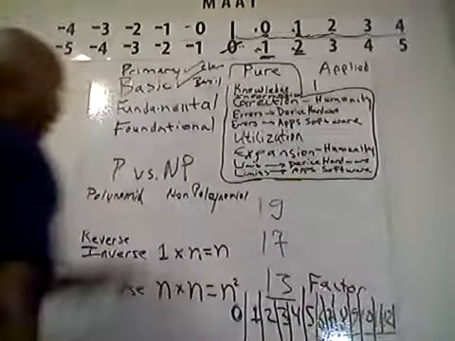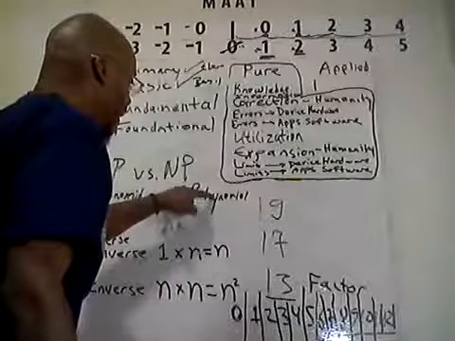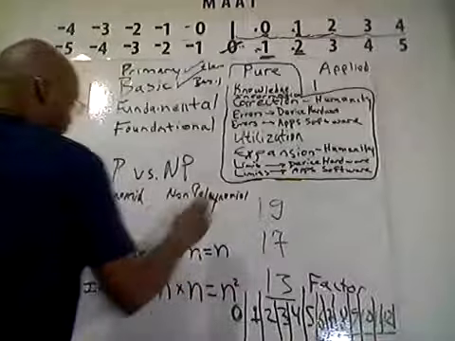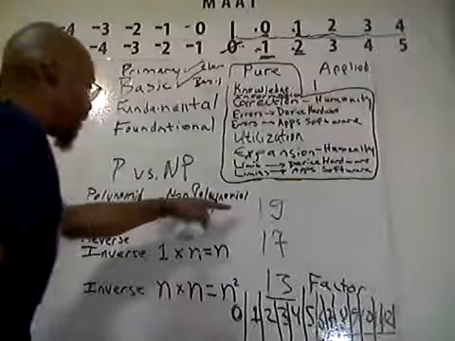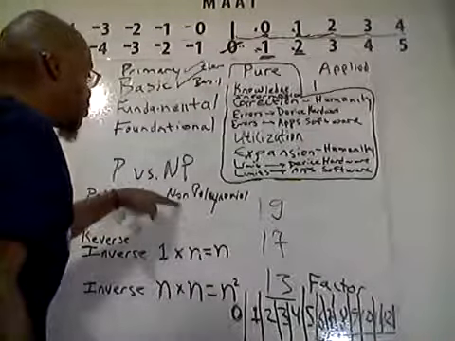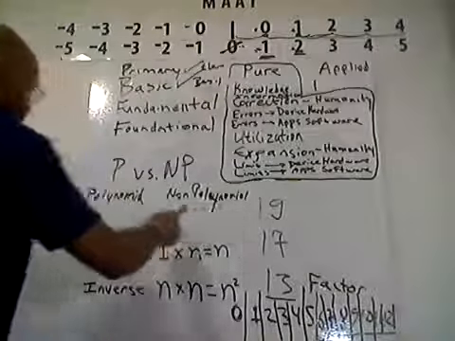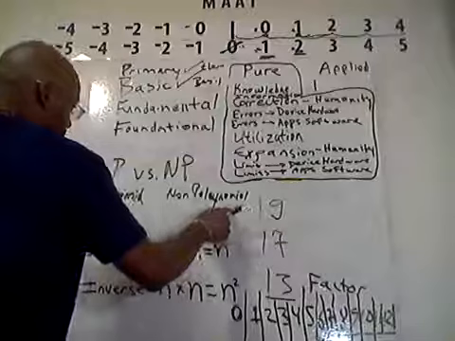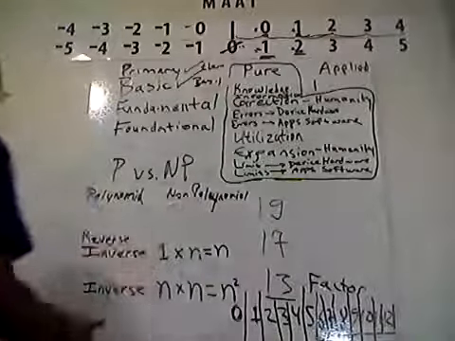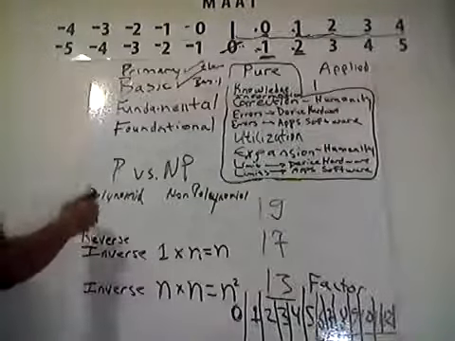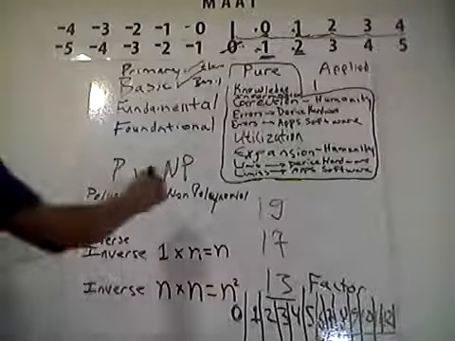And polynomial is just a slick word for saying many numbers or many names. Polynomial is many names or many numbers. So you have to do it many times. You have to name it many times or number it many times in order to come up with the answer. So non-polynomial means you don't have to number it many times. You don't have to name it many times to come up with the answer. But polynomial means you have to name it many times, multiple times.